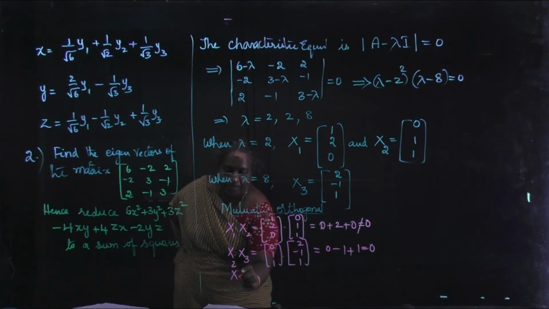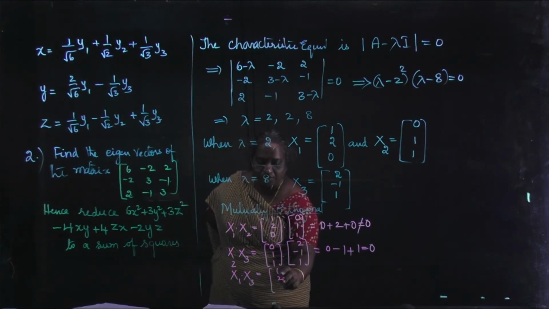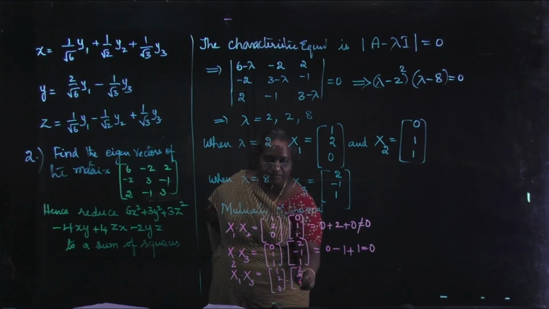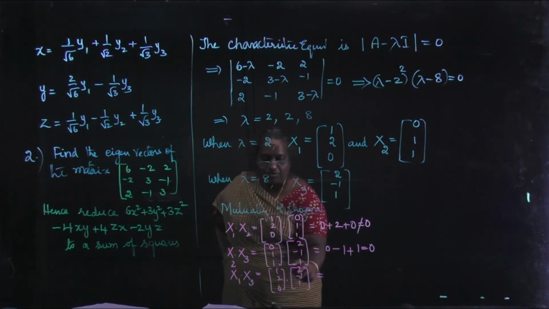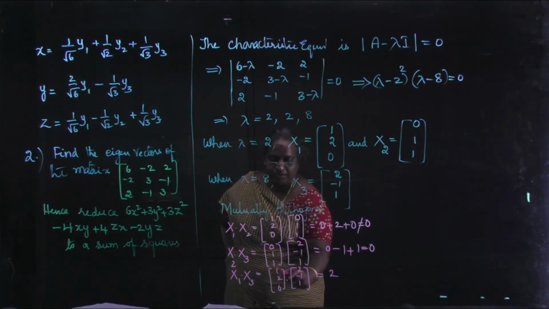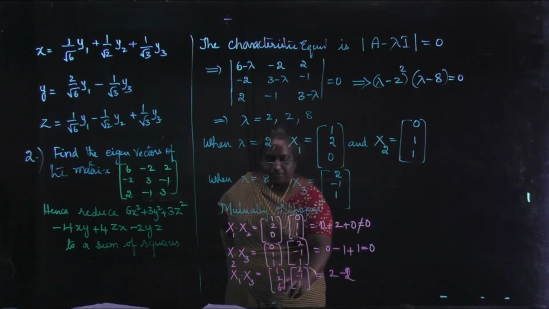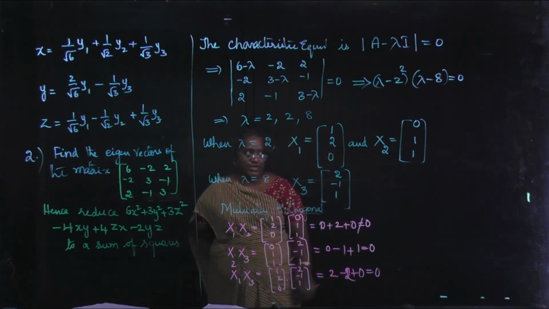Similarly, x1 dot x3. So what is that you observe? What is x1? 1 2 0 dot x3, 2 minus 1 1. So if you observe the dot product, 1 into 2 is 2, 2 into minus 1 is minus 2, next 0 into 1 is 0. So even these two vectors are also mutually orthogonal.